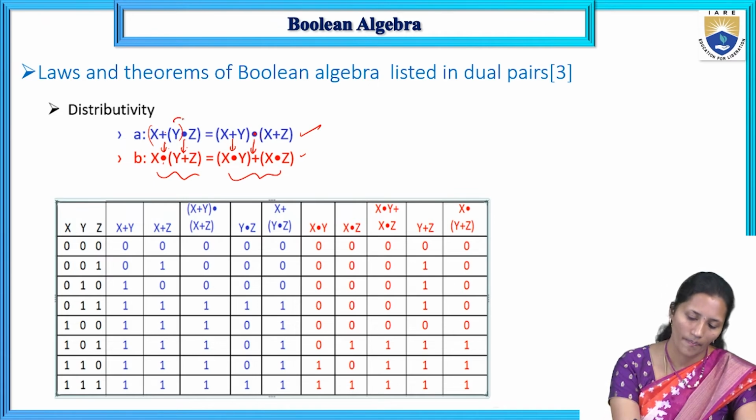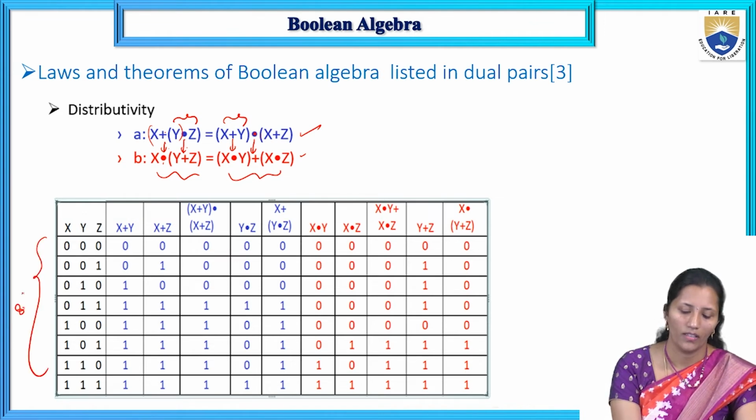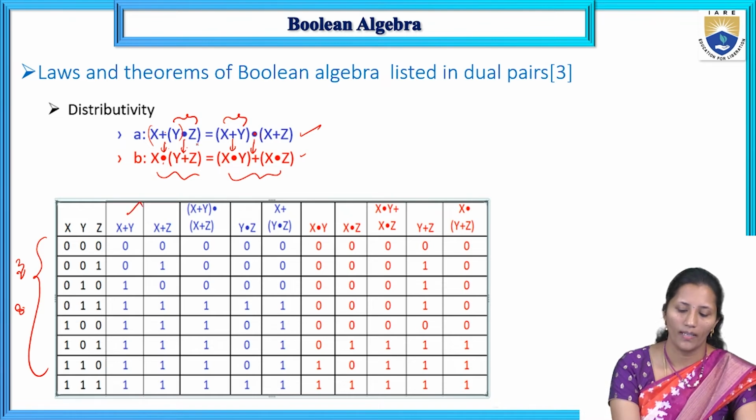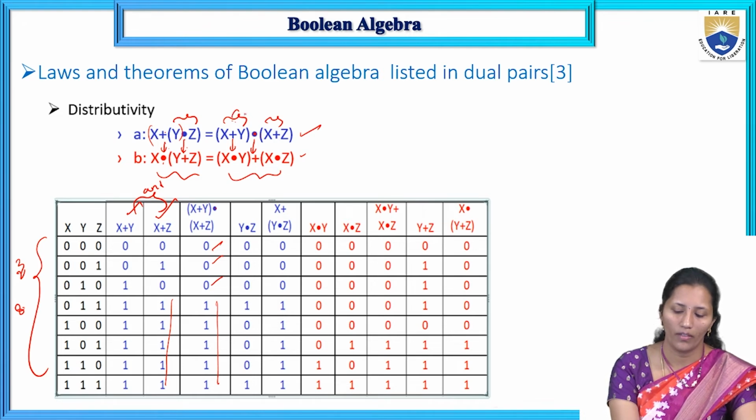So take the individual values of the truth tables. Here we have 3 variables, so we are getting 8 combinations, 2 power 3. Write down those 8 combinations and write down the x plus y and x plus z. Here we have to perform AND operation between these two. So if any one of the input is 0, we will get 0. Here all are 1, so we are getting 1s. And to prove this, it should be equal to the total of this one.